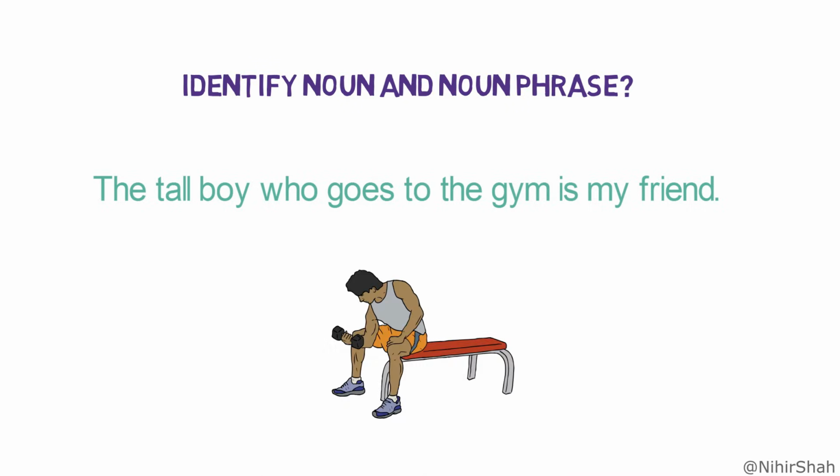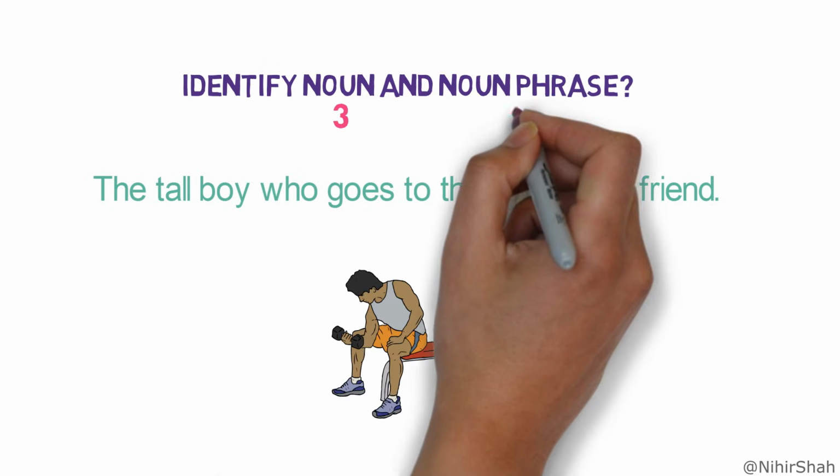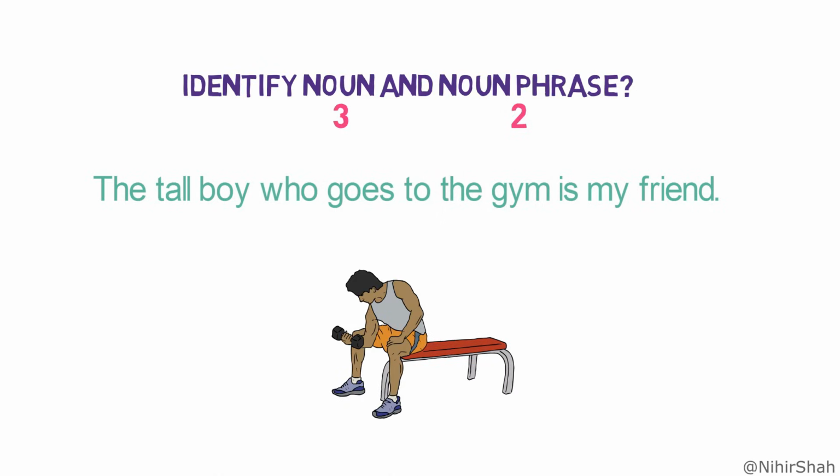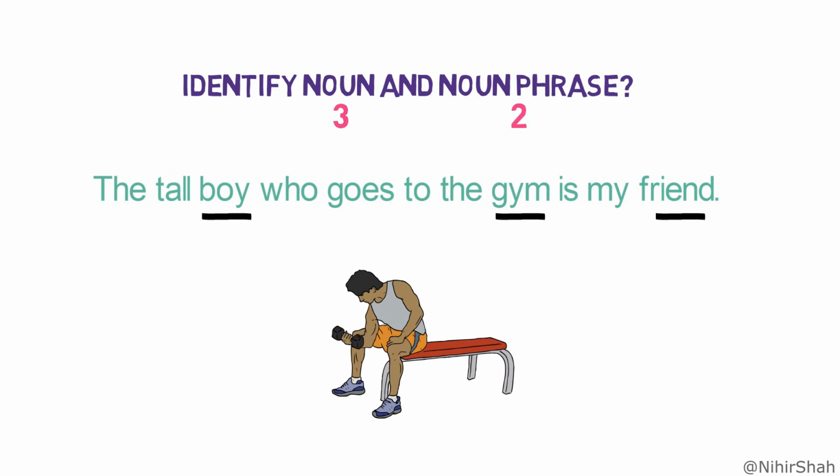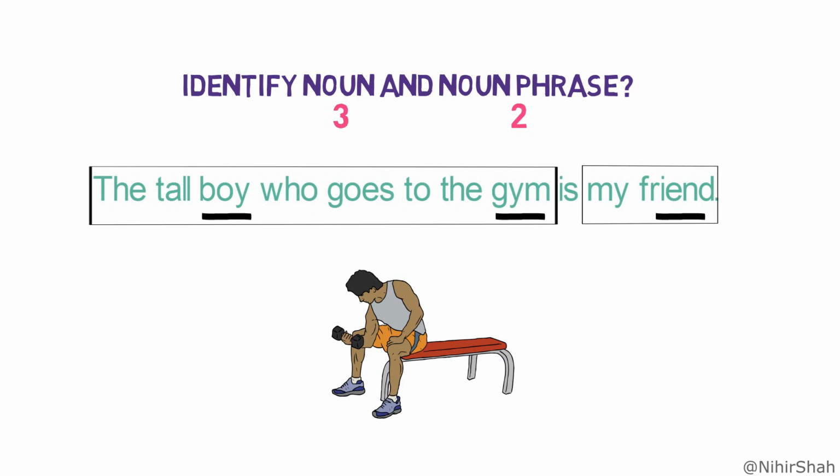Okay, let me give you a hint. There are 3 nouns and 2 noun phrases. Now can you guess them? The words boy, gym and friend are nouns, while the entire group of words the tall boy who goes to the gym and my friend are noun phrases.